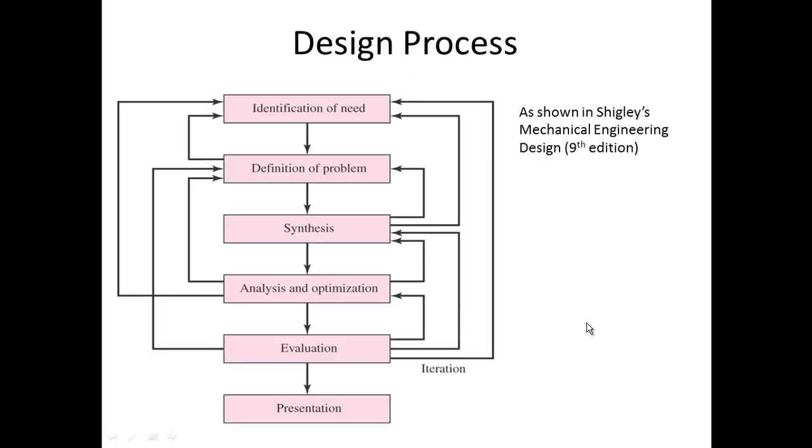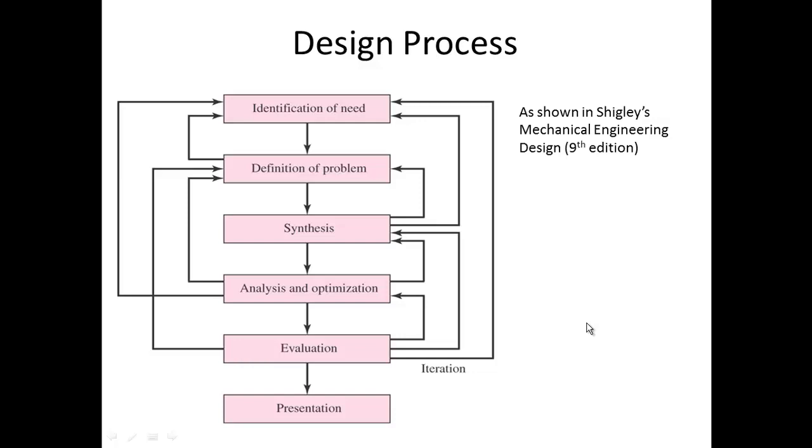At this time, I would like to introduce to you the design process as shown in Shigley's 9th edition of Mechanical Engineering Design. Shown are 6 steps: identification of need, definition of problem, which is where you set the performance specs, synthesis, which is where you generate your concepts, analysis and optimization of the down-selected concepts, and then finally evaluation of your design. An extra step shown is presentation.